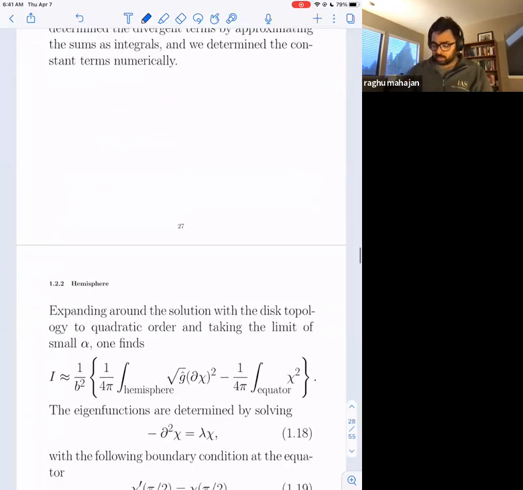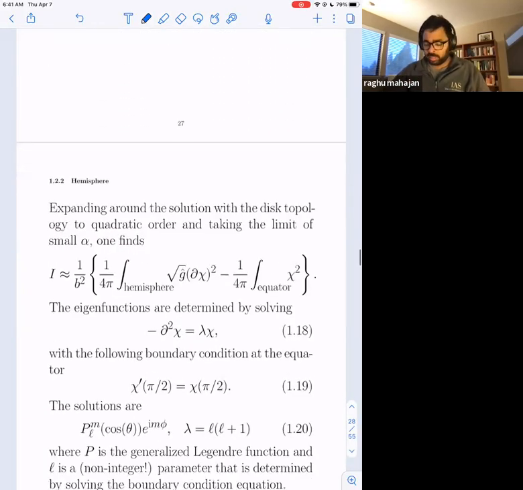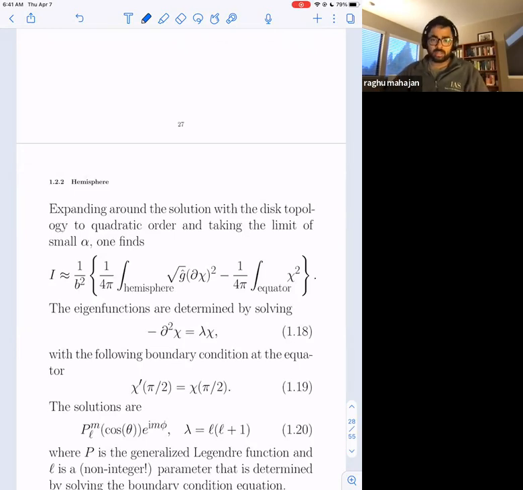Anyway, so that's it. And then there's a similar thing you have to do for the disk. This is the quadratic action for the chi. There's an eigenvalue equation. There's a boundary condition, and so on and so forth.